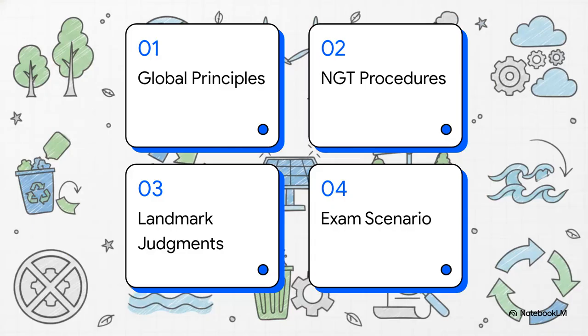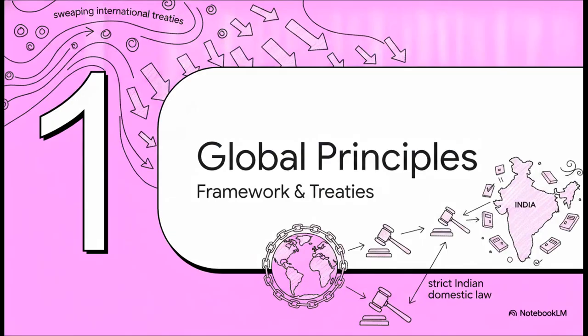Number 1, the roadmap itself. 2, framework and global principles. 3, NGT procedural mechanics. 4, landmark environmental judgments. And 5, an exam synthesis scenario to tie it all together. Let's dive right into Section 1, Framework and Global Principles.